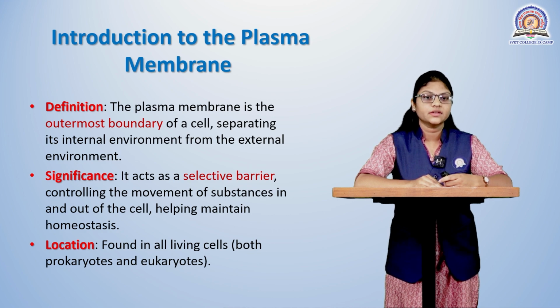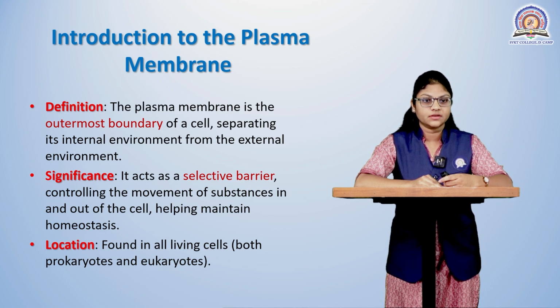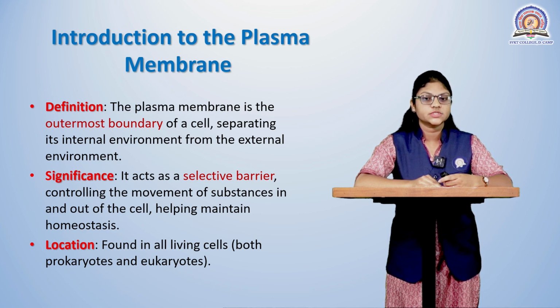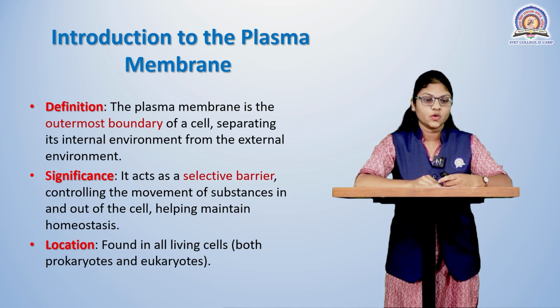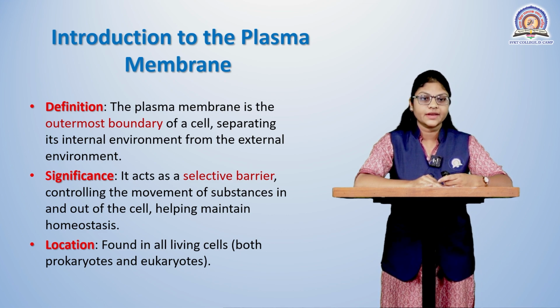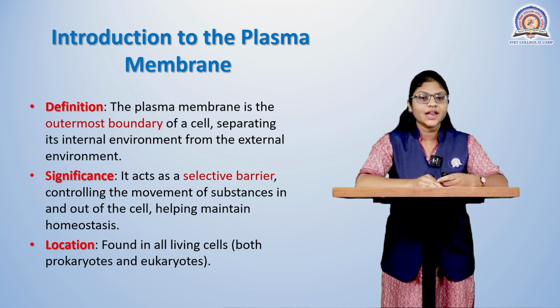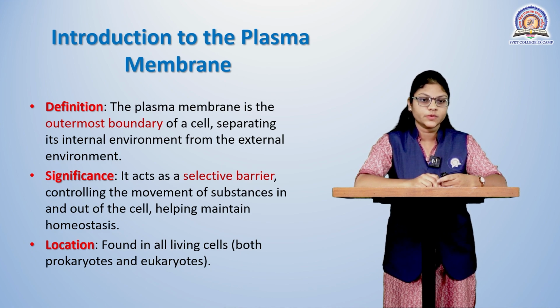The plasma membrane is the outermost boundary of the cell separating the cell's internal environment from the external environment, and it plays a significant role as it acts as a selective barrier which controls the movement of substances in and out of the cell, hence helping maintain homeostasis. Homeostasis means the balance between the internal and external environment of the cell. So, the plasma membrane allows only selected molecules to pass through it. Thus, it helps in maintaining homeostasis.